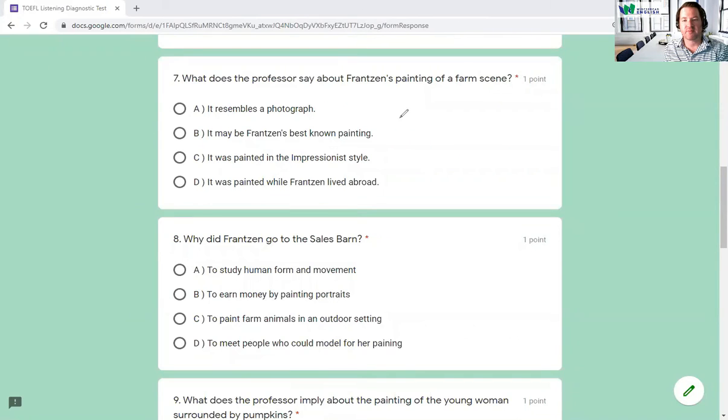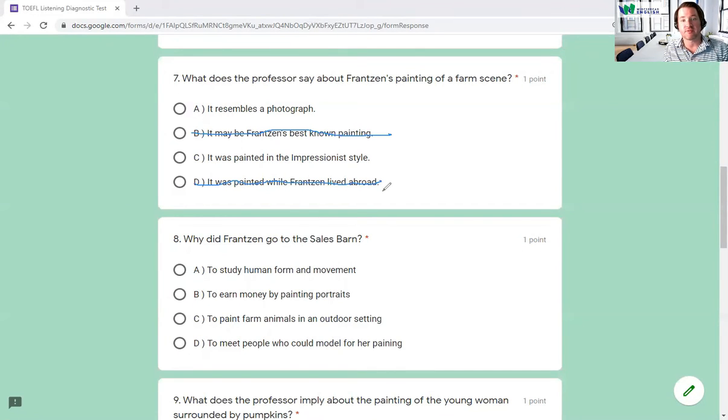What does the professor say about Franson's painting of a farm scene? It resembles a photograph. I think there were some elements of that. It may be Franson's best known painting. I didn't hear him mention it was the best known one. It was painted in the Impressionist style. Yeah, he does mention that. And it was painted while Franson lived abroad. So B and D we can definitely take out. Those I think would be easy.